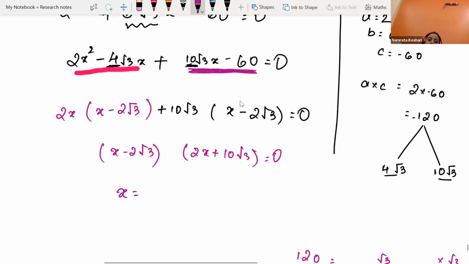No, I mean, sorry, plus 2 root 3. And the other one is minus 10 root 3 divided by 2. That is the second x, minus 5 root 3. Okay, so these are the answers.